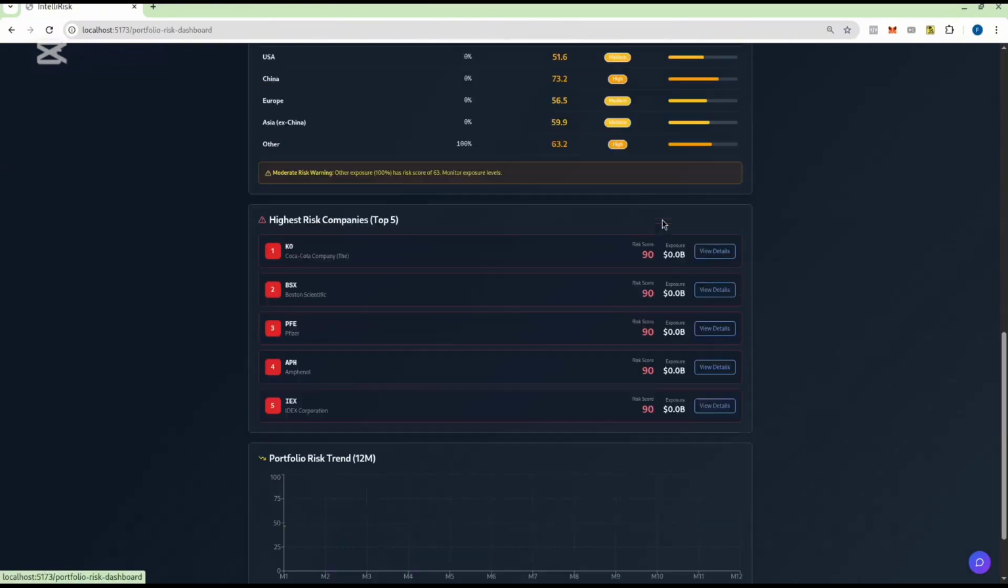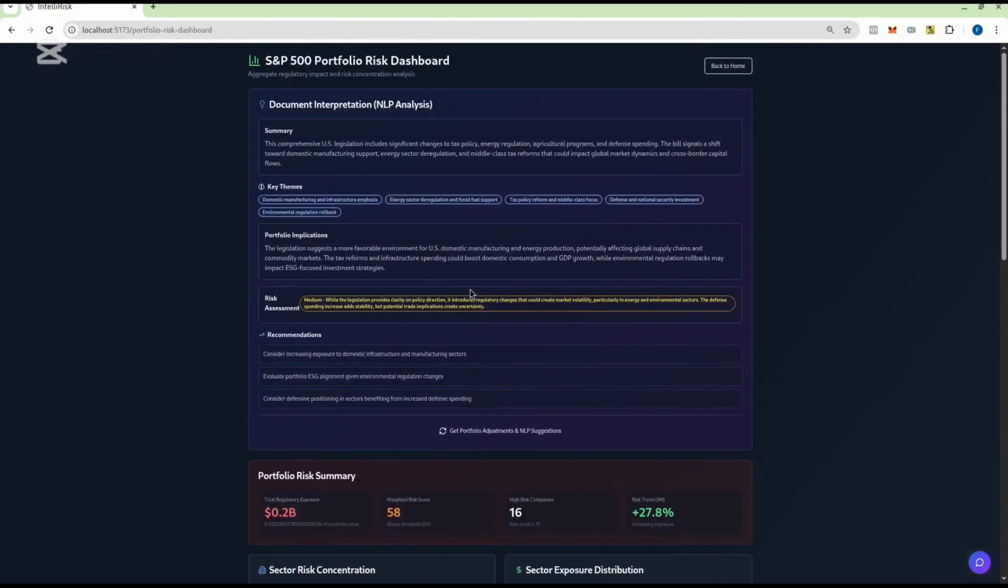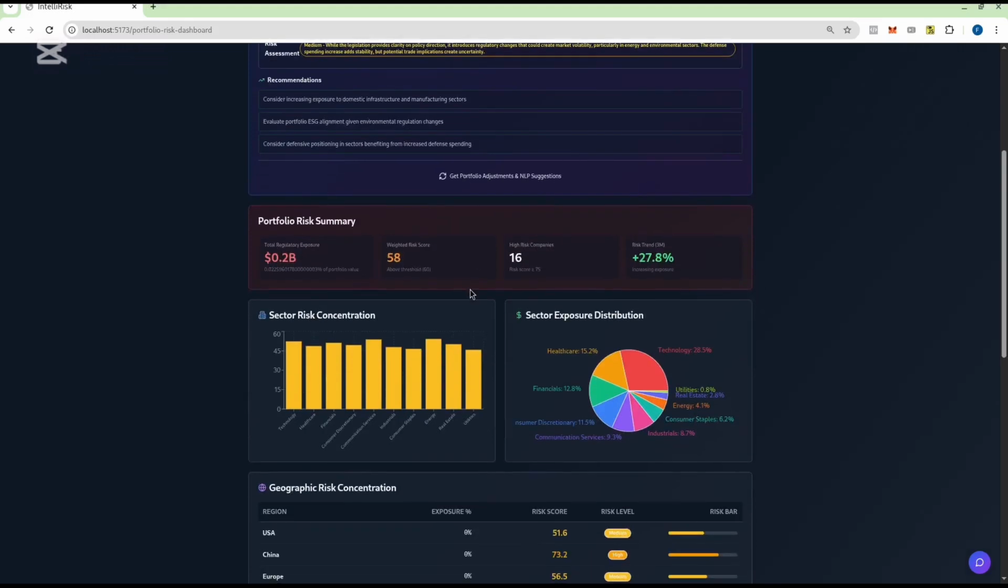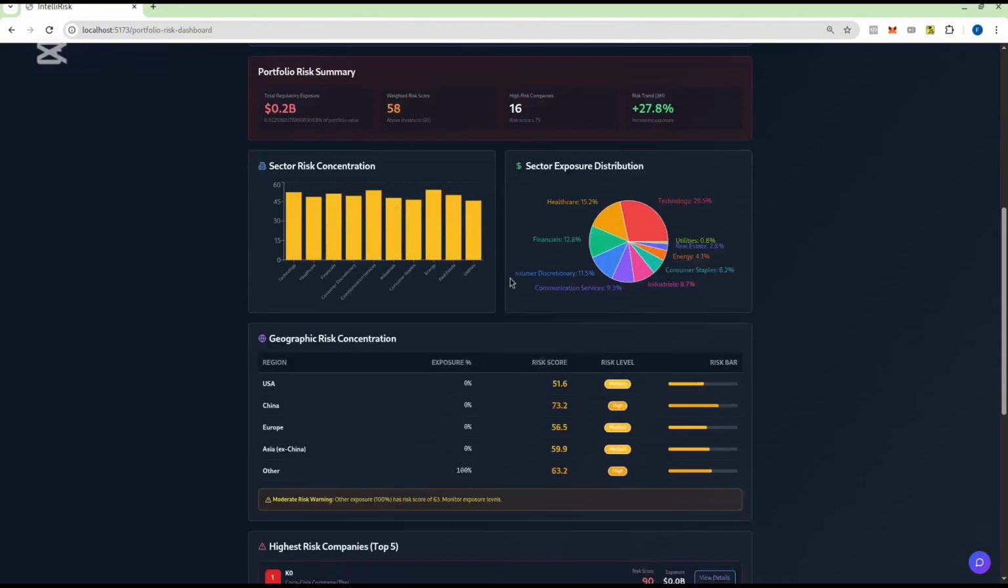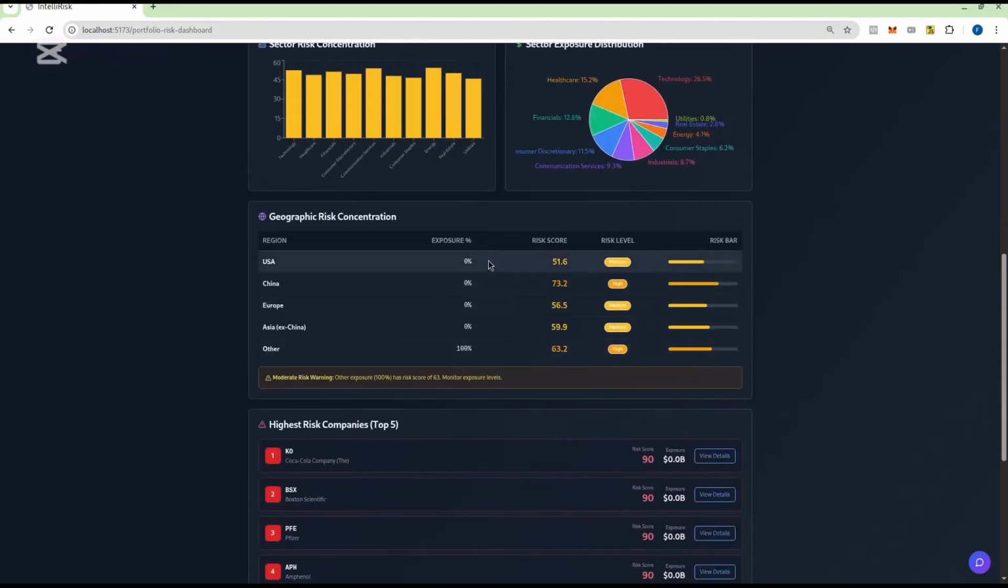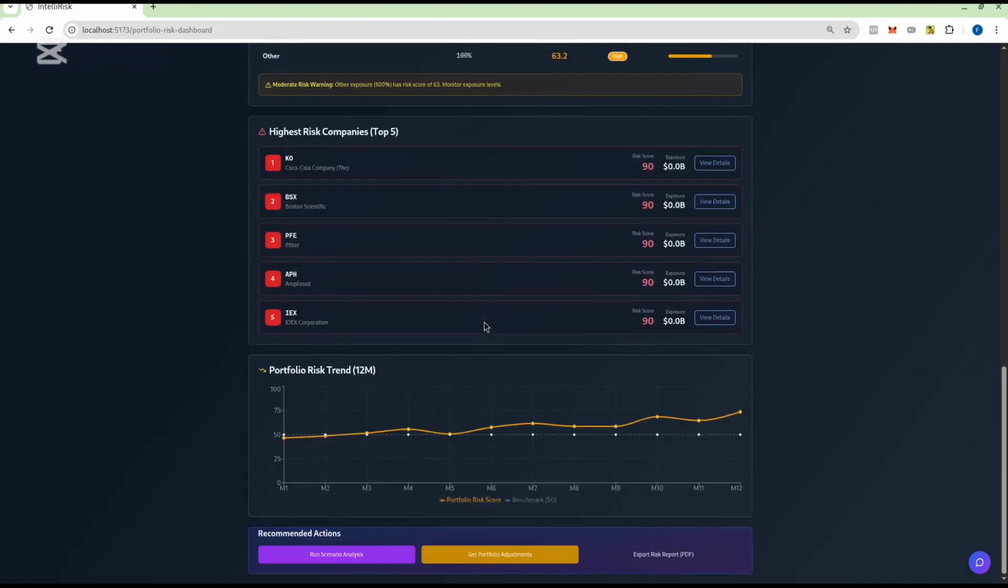We also have a portfolio risk dashboard where we show our total exposure to the market. Our portfolio right now is built with equal weights to all the stocks in the S&P 500. You can see the distribution between sectors. You can see our exposure and risk to each region, and which risk level. We also have the highest risk companies in our portfolio and the trend of the risk during the last 12 months.